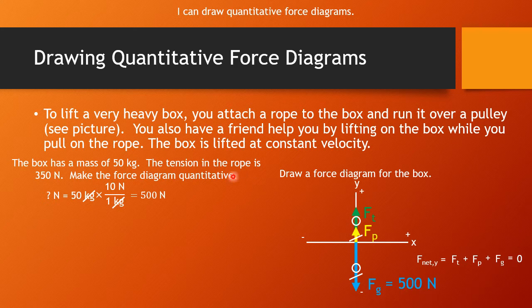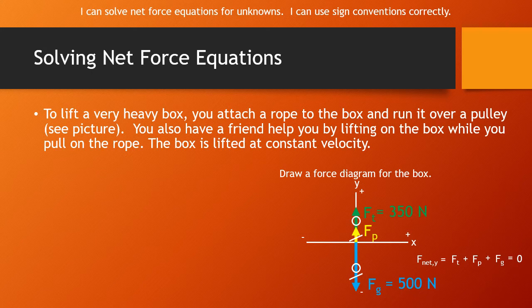Now we're also told that the tension in the rope is 350 newtons. So that I can just add to my force diagram. So notice Ft equals 350 newtons. I'm just straight up told that, no calculation to do there. All right, now we still don't know what the push force is. So you might be wondering, well, what do I do then? We're not told. Well, that's actually the next part of the question, and it hits at our last two success criteria. We'll look at both of the last two together here. I can solve net force equations for unknowns, and I can use sign conventions correctly. So we have our net force equation.